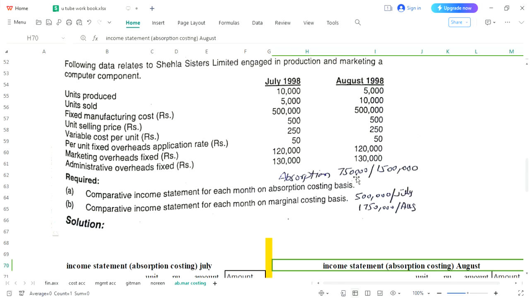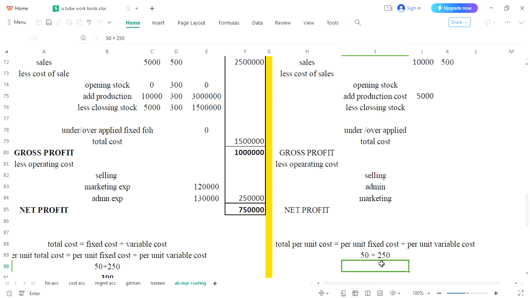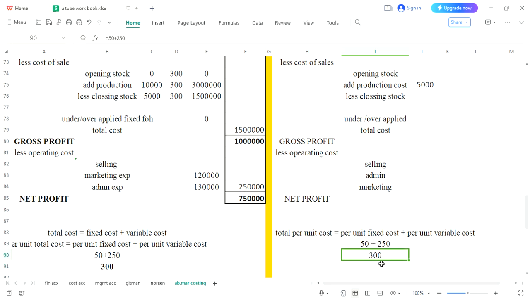And in question it has been mentioned again, variable cost is 250 and 50 is fixed cost. So we can write 50 as fixed cost, then add 250 variable cost and 50 fixed cost. Finally we can add it, 50 plus 250. So we have total per unit cost is 300, which is similar to first part as well. So here you have calculated income statement for absorption costing.